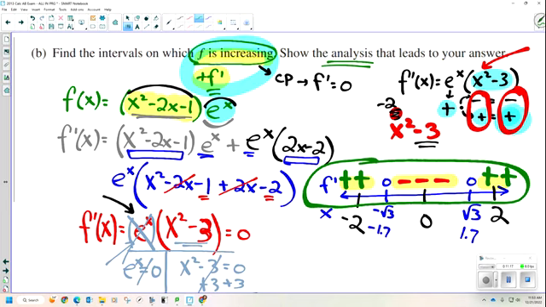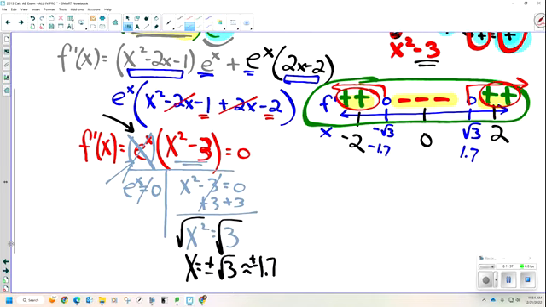On which interval is f increasing? Anytime it's less than negative square root of 3, anytime it's this way, I got a positive. Or anytime it's greater than positive square root of 3. So I just got to write that. Let's state that. When my x value is less than negative radical 3, or my x value is greater than a positive radical 3, those are the only two intervals where my first derivative is positive. Therefore, my function f is increasing.